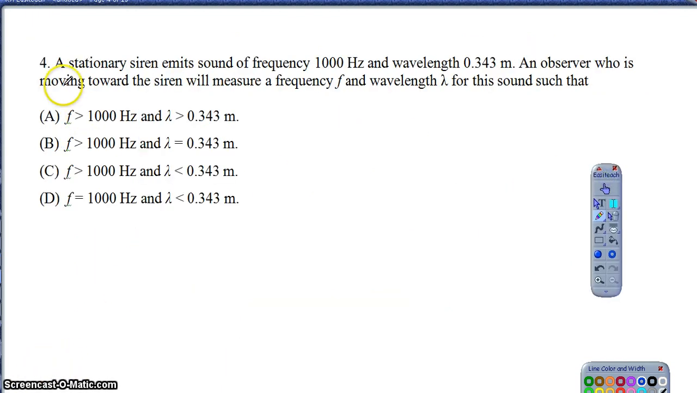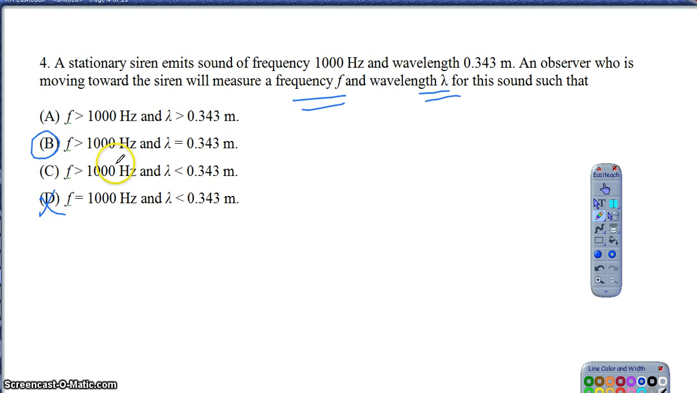Okay, so for question 4 here, a stationary siren, very similar to what we just looked at for question 3, emits a sound with a frequency of 1000 Hz and a wavelength of this. An observer who is moving towards the siren will measure a frequency and wavelength for the sound such that, and so this is just getting to the core nature of what happens with the Doppler effect. Well, first and foremost, hopefully we can rule out D, right? We know that if we're moving towards the sound source, the frequency is definitely going to go up. So the frequency is going to increase. Then the only tricky part is what happens to the wavelength, and the answer is nothing. Nothing happens to the wavelength.